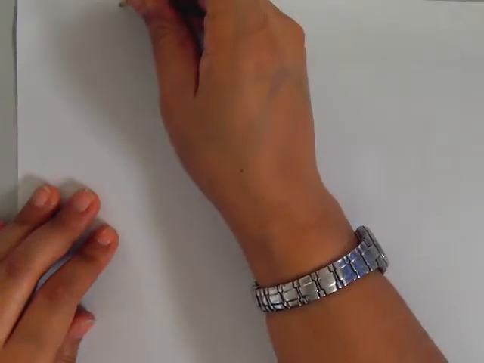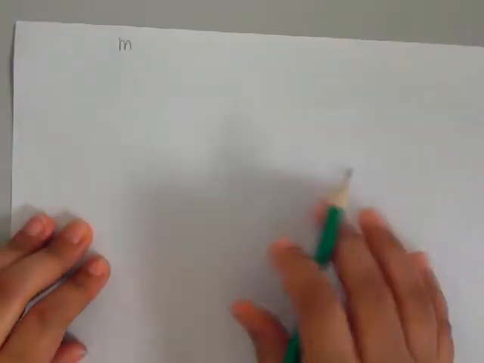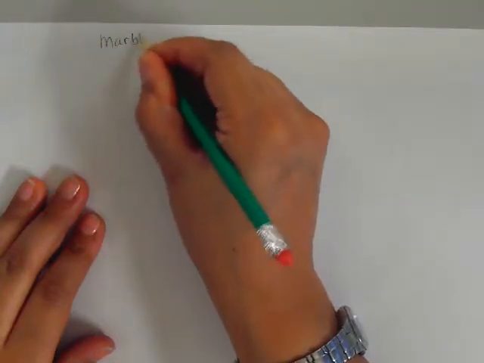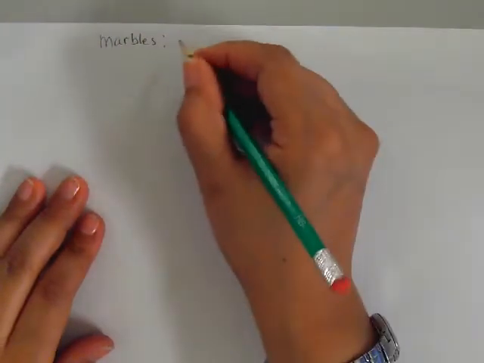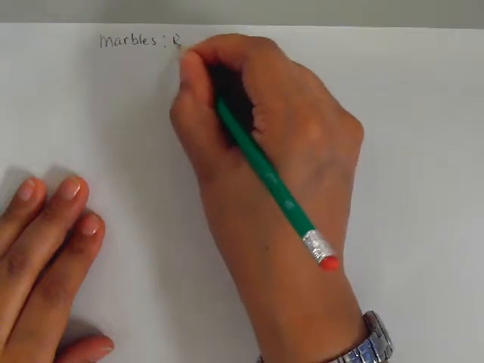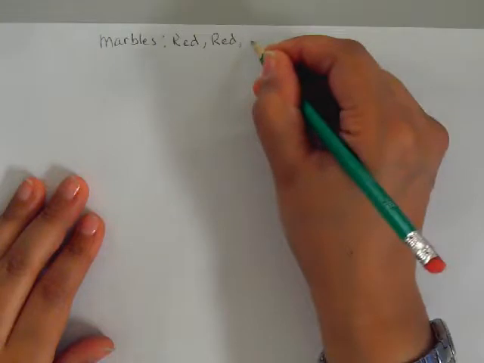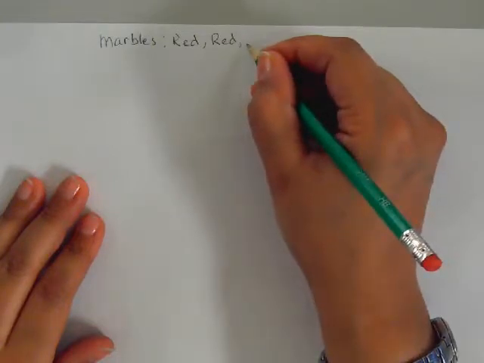Hi class. We're going to do a problem involving some colored marbles. Let's switch that down so you can actually see it. We're going to have 4 marbles, and this problem is going to involve not necessarily equal chances of getting the same outcome.